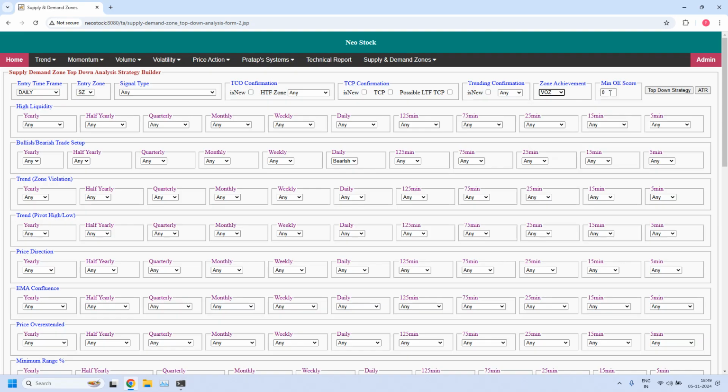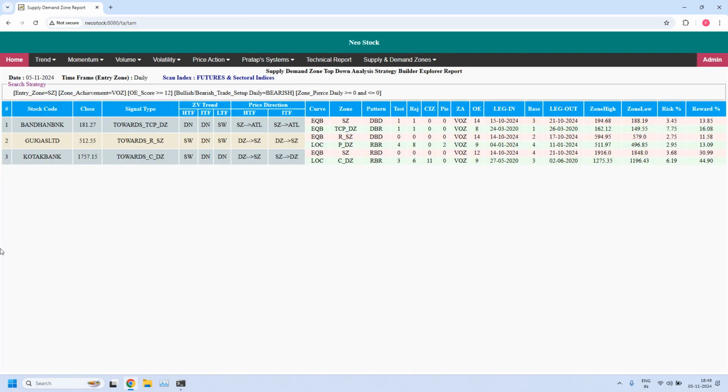Zone achievement VOZ. And minimum odd enhanced score 12. All the 3 filters are applied to daily supply zone. We got 3 stocks currently supporting bearish trade setup for a monthly income trade. Entry time frame and zone are daily supply zones.